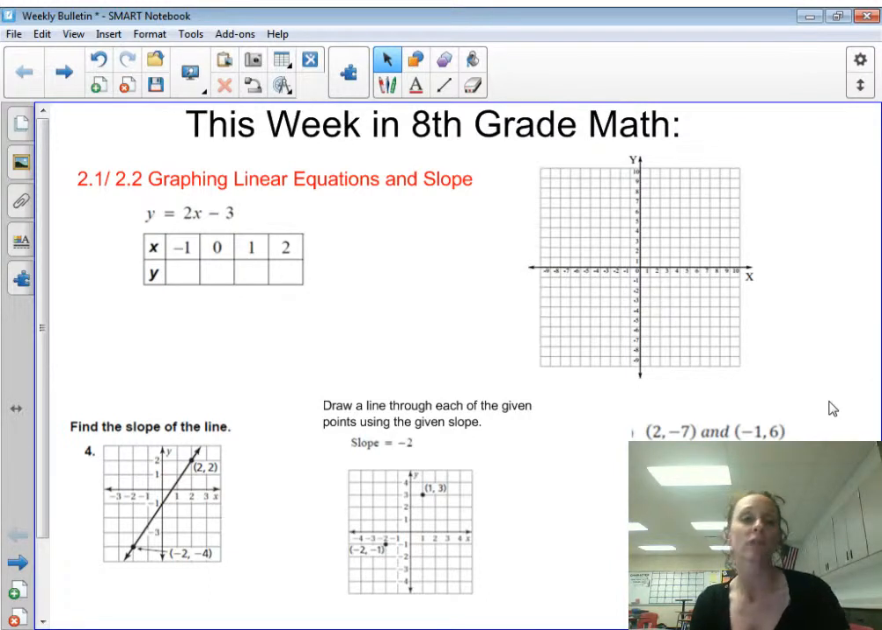It's very important for the kids to get a good, firm understanding of drawing those lines and understanding how to find the slope of a line, because that's going to help them in the second part of Chapter 2. We just took a brief assessment today. So far, the ones I've gone over, the kids have done really well.